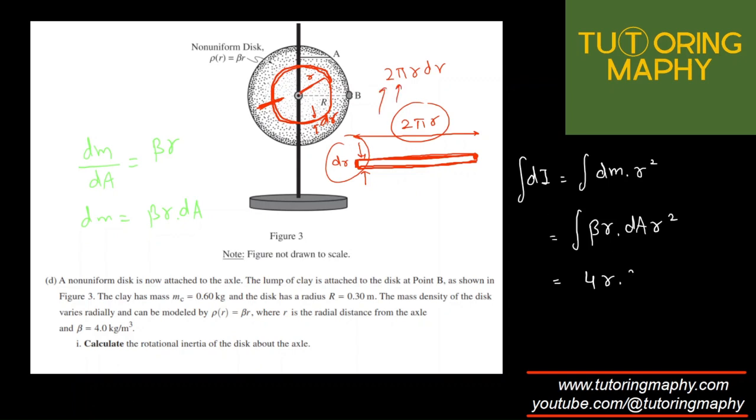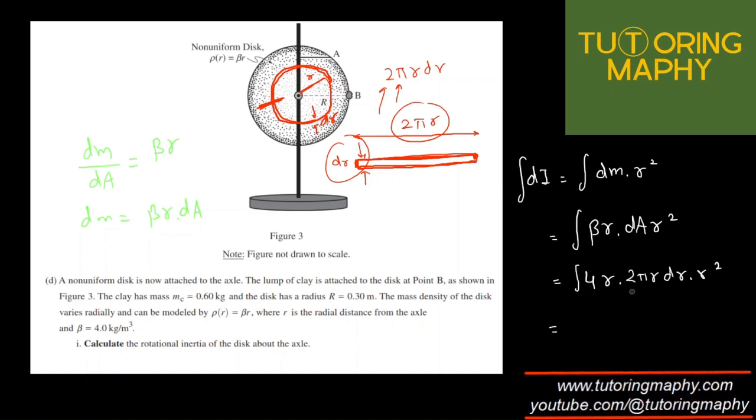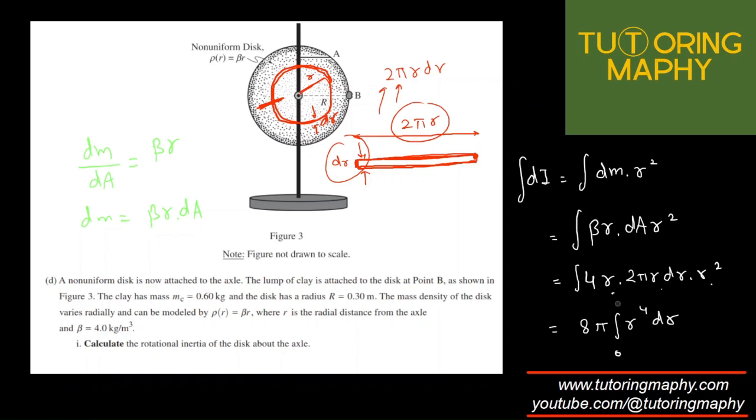So we're going to replace the area with 2 pi r dr, and r square. And all I'm going to do now is 4 times 2 is 8, so 8 pi comes out, and r square times r gives r raised to 4. That's what I'm getting. Now I'm going to put the bounds from 0 to the radius, which is 0.3. At this point, you can either use a calculator or do it manually. I'm just going to write one more step here for the integration. That's going to look like 8 pi times r raised to 5 over 5 from 0 to 0.3.